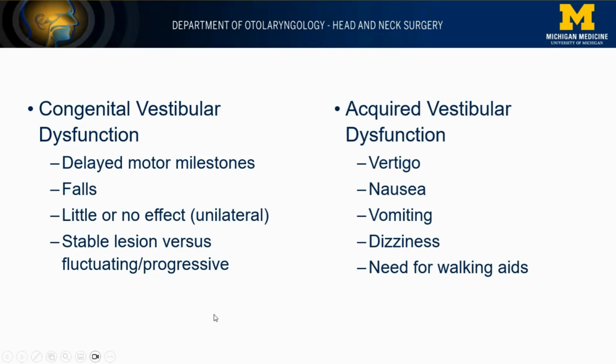And kids, if they were born without vestibular function, then they're not going to have vertigo, nausea, vomiting, dizziness, nystagmus. What they'll have are delayed motor milestones. So they'll be late to crawl and late to sit and late to walk. They'll have a lot of falls, particularly in the dark or on compressible surfaces. If they have a unilateral impairment, there's likely to be little or no effect because they were never used to having that system. They still have one good side that can carry the weight of the other. The other thing to think about, though, is that there are congenital dysfunctions that can be fluctuating or progressive. So you can be congenital plus acquired.